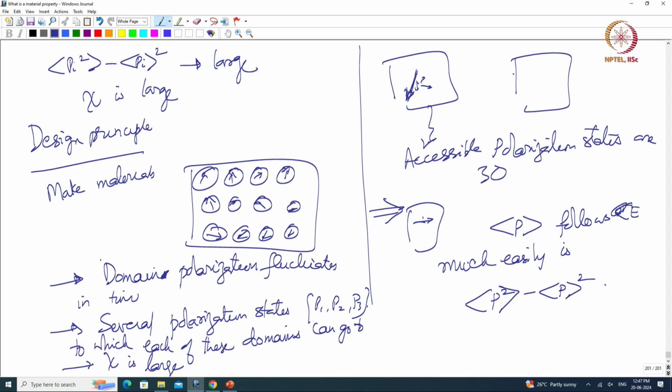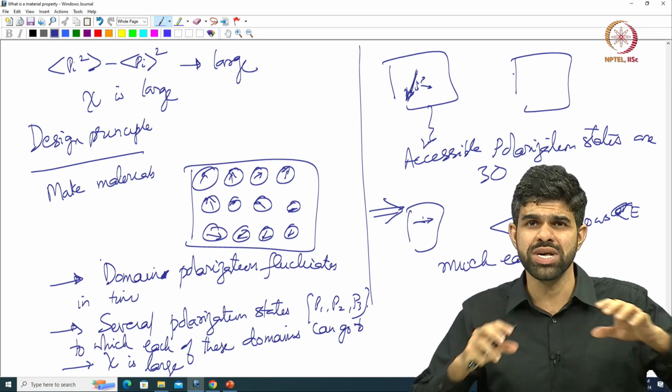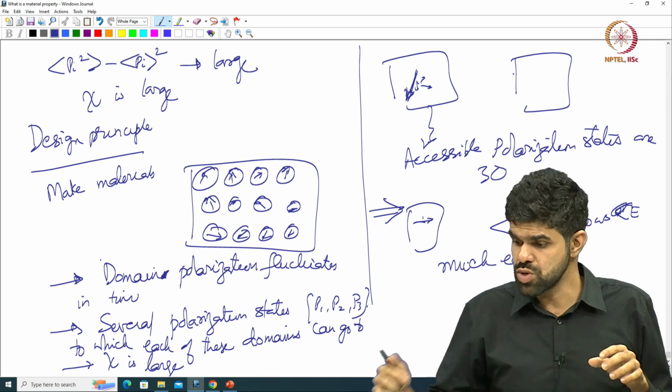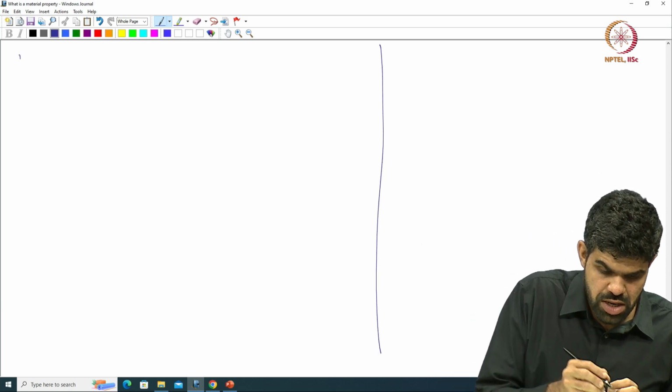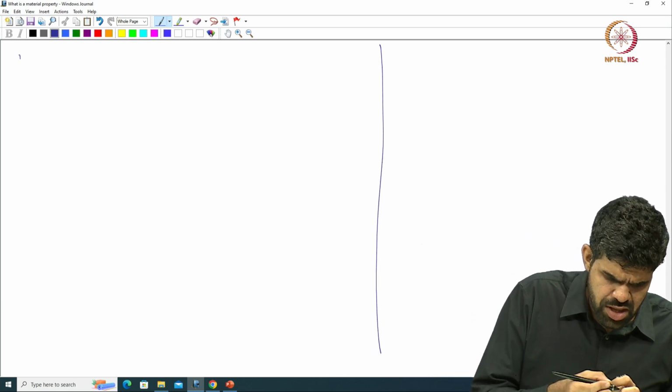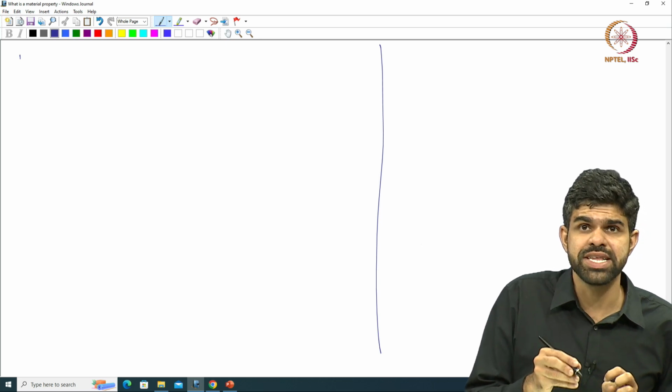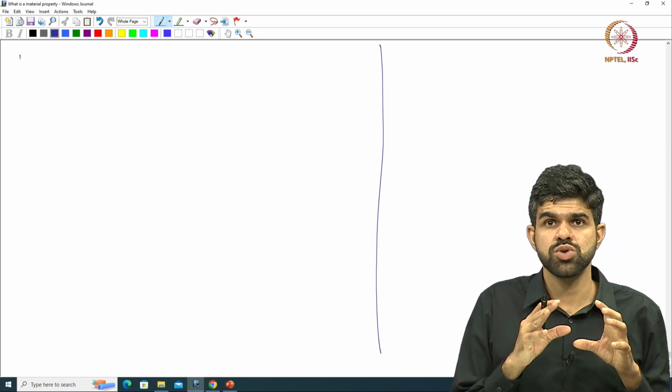So, one of the design principles to make materials that have large susceptibility is to make the system such that it can take several polarization states, right. So, I can make several domains that coexist with each other. So, there are what are called, okay, so we'll come to examples later, but that's the idea, right.